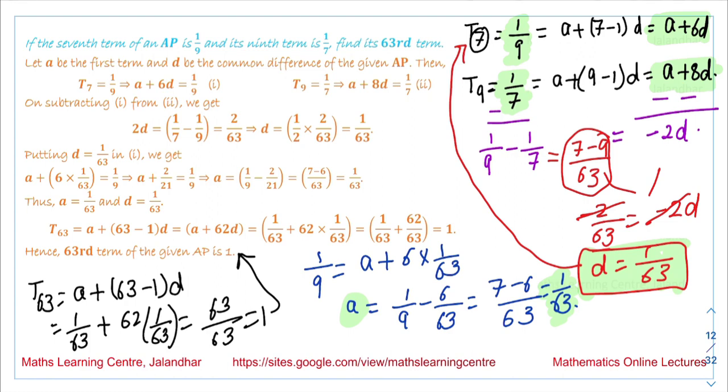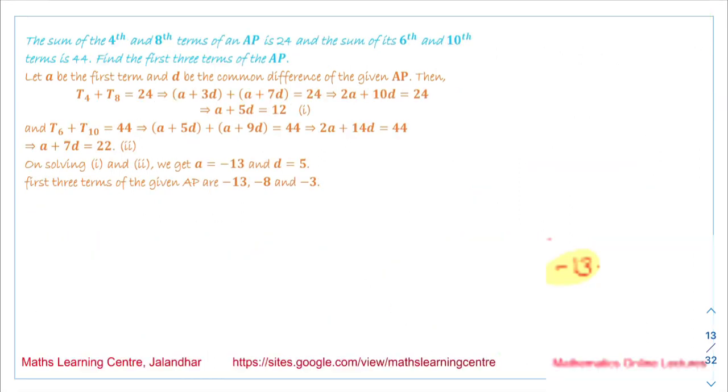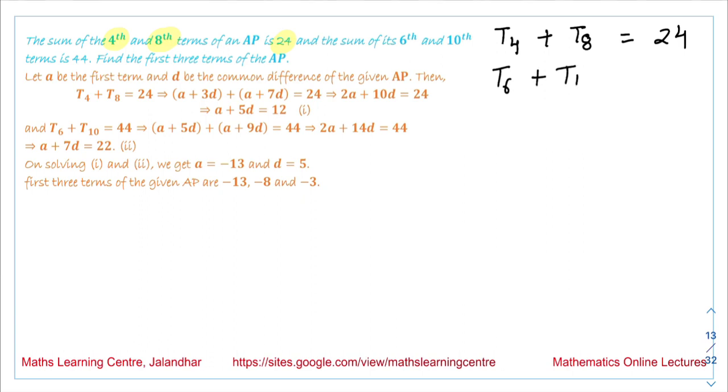Next is the sum of the 4th and the 8th term. We are talking about the sum of the 4th and the 8th term of an AP being 24. We are talking about T4 plus T8, that is equal to 24, and the sum of the sixth term and the 10th term is 44. Find the first three terms of this AP.